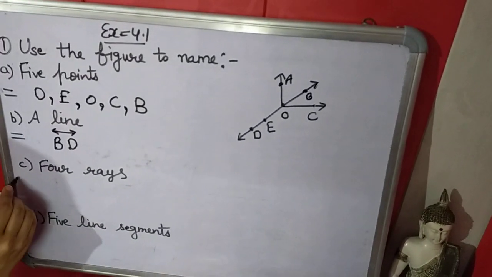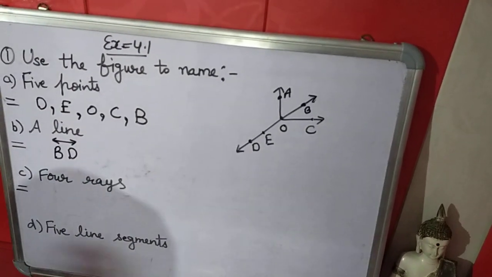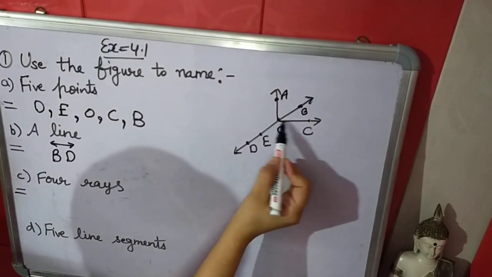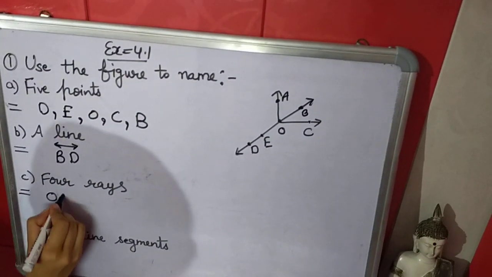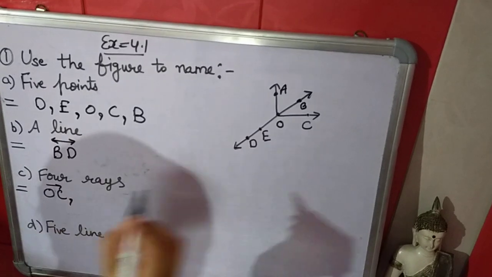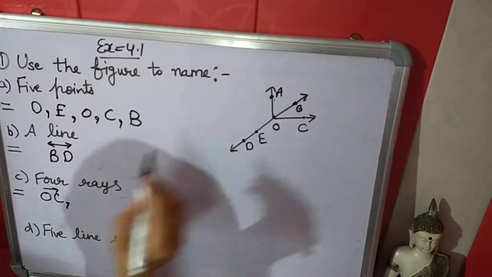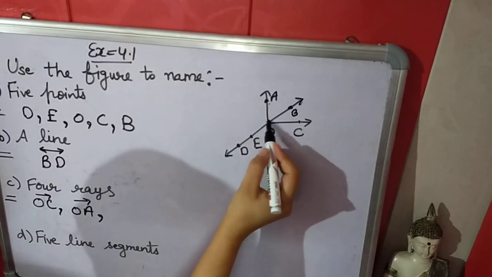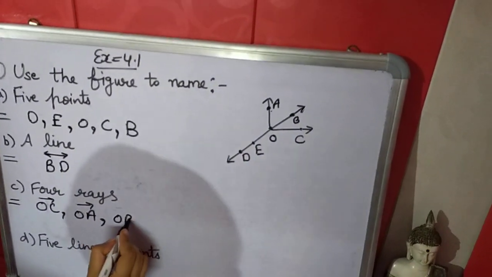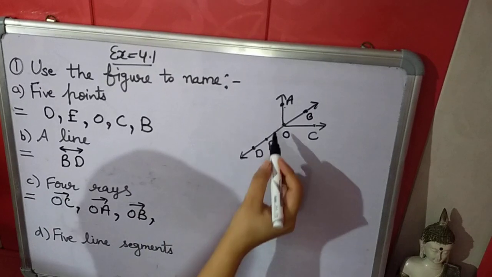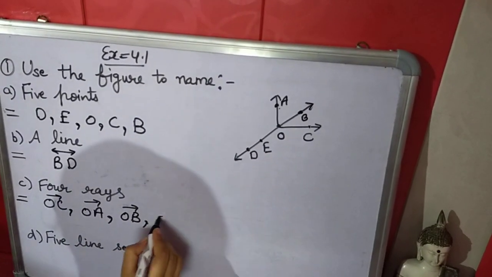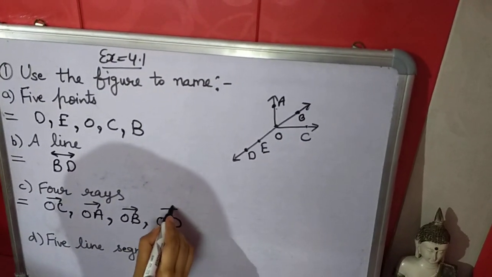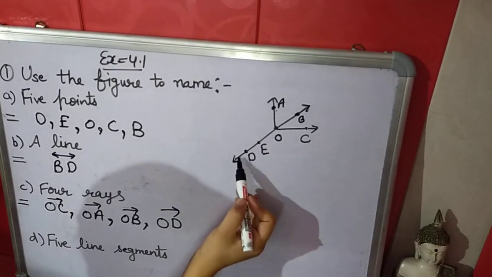Next is 4 rays. You have to write 4 rays. First is OC. Next I am writing here OA. Next OB. Next is OD. You can write here ED also.